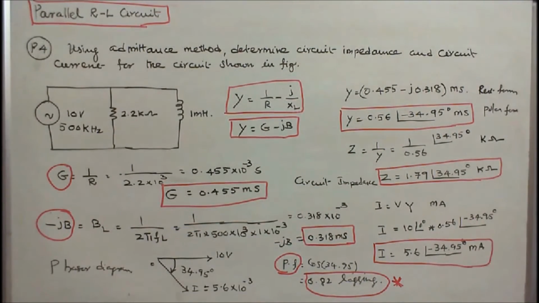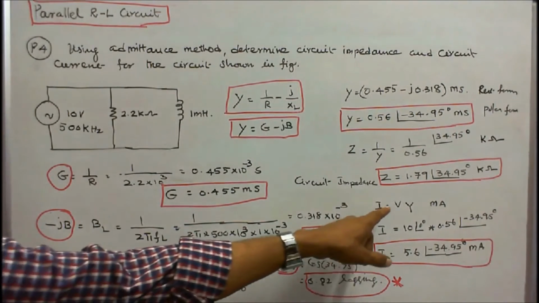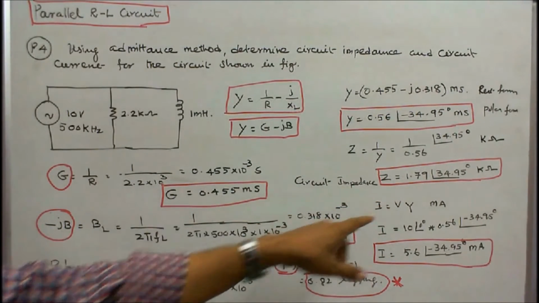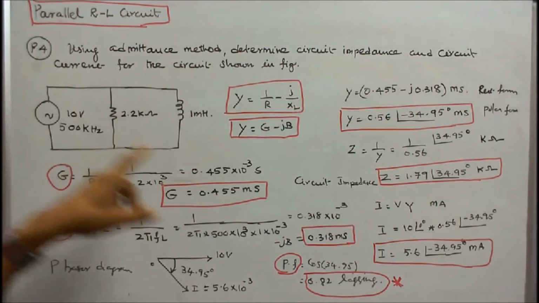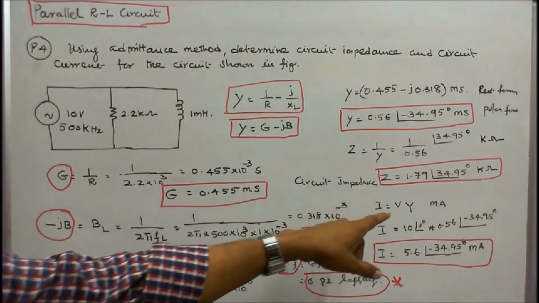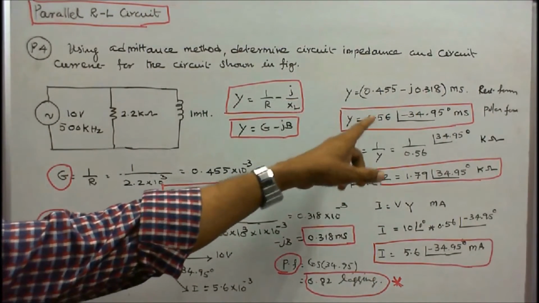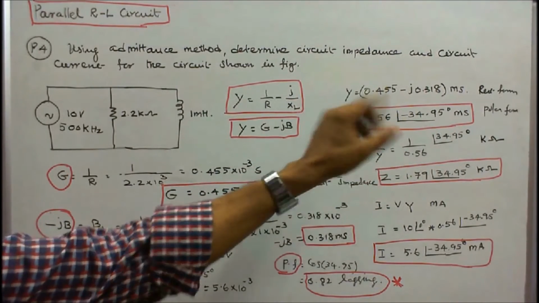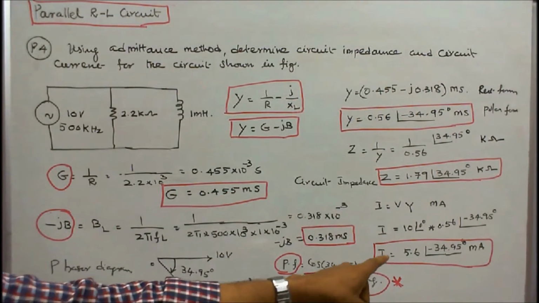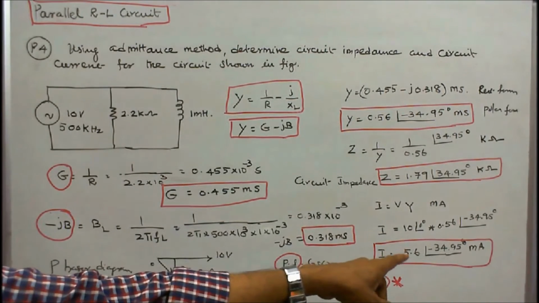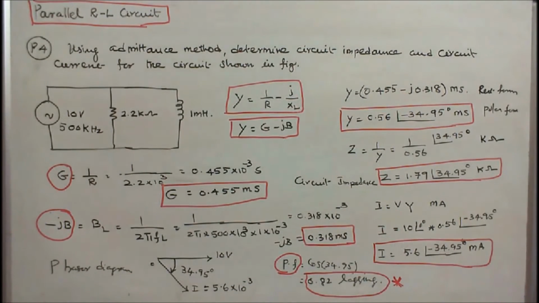I can find the current I. I is equal to voltage into admittance. I know the voltage. Voltage is 10 angle 0. Admittance Y is equal to 0.56 angle minus 34.95 degrees. That is equal to 5.6 angle minus 34.95 degrees in milliamps.